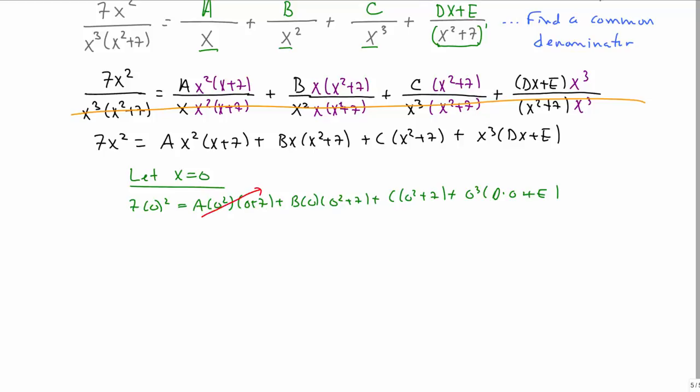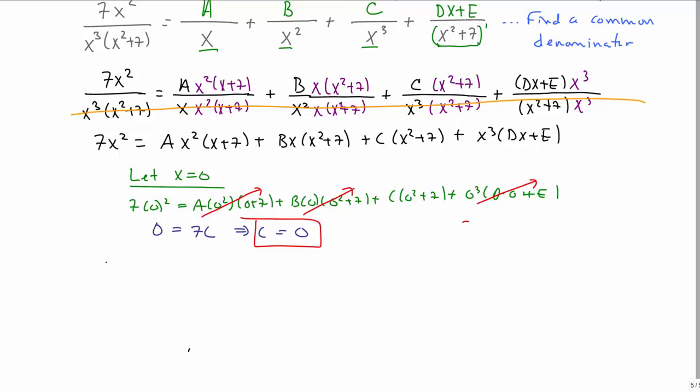So what will go to 0 here is this term goes to 0. Now be careful, this term doesn't. This last one does though. 0 squared plus 7 is 7. So I end up with 0 equals 7c. If I solve for c, I get c is equal to 0. So there is one of my coefficients. Now if c is equal to 0, I can come back up here and rewrite, and then try and solve for my other variables.